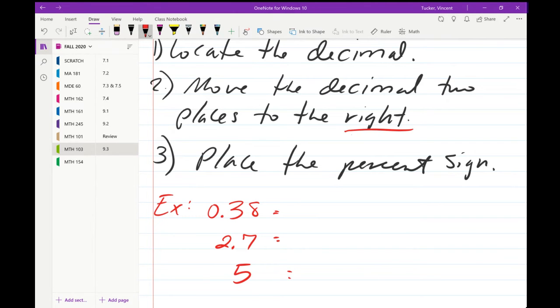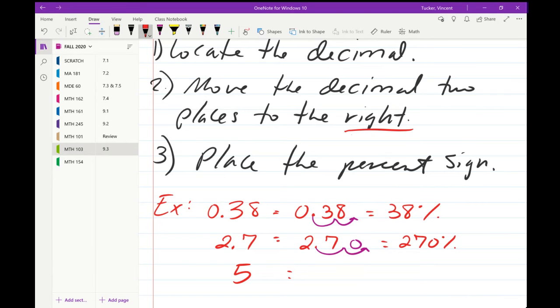All right, so 0.38. See our decimal, move it 2 to the right, and that is 38%. 2.7, decimal 2 to the right, add a 0 for a placeholder, 270%.